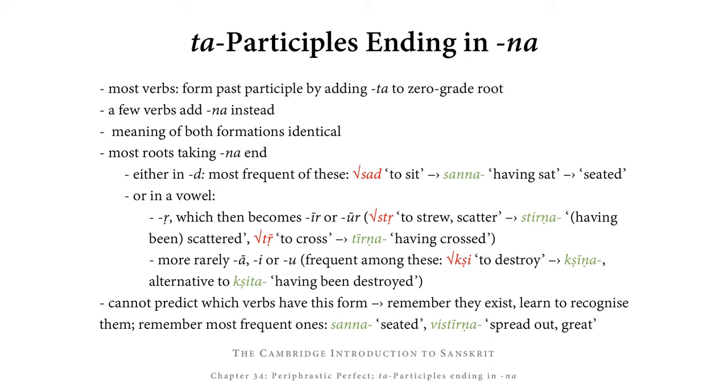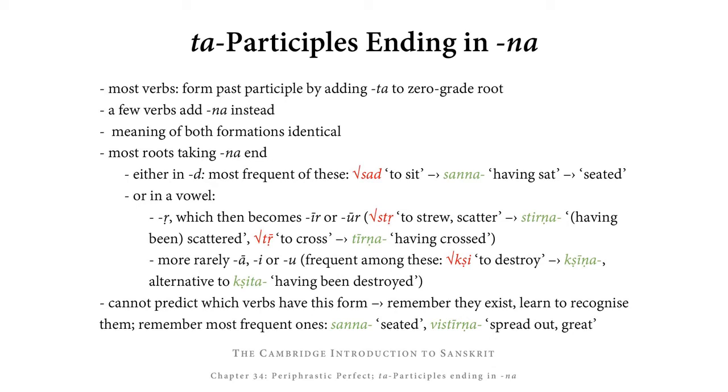And finally, something entirely unrelated, and also perhaps slightly paradoxical sounding, namely ta participles ending in na. Now, most Sanskrit verbs form their past participle by adding ta to the verbal root in zero grade. For example, from kr, to do, we get krta, having been done. From bhu, to be, we get bhuta, having been, and so on.